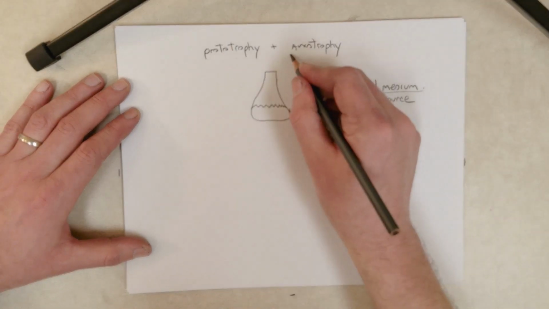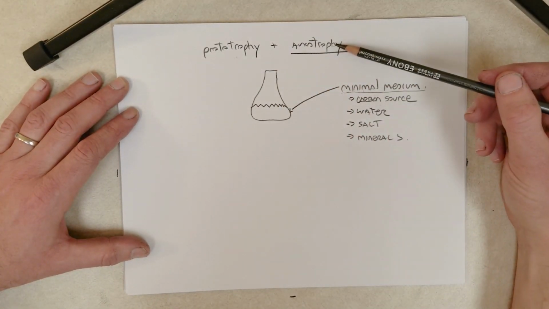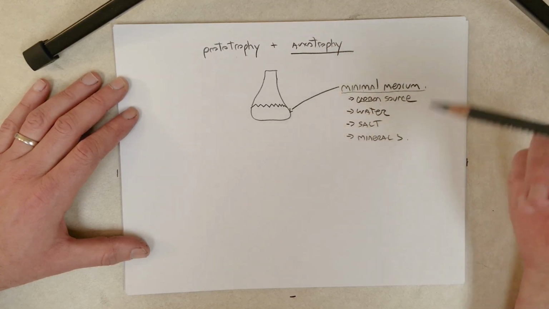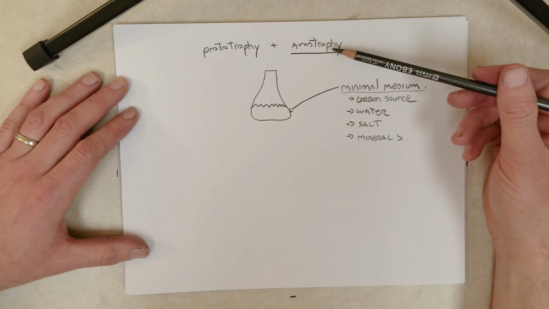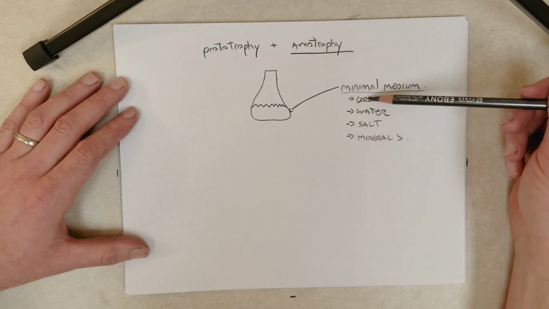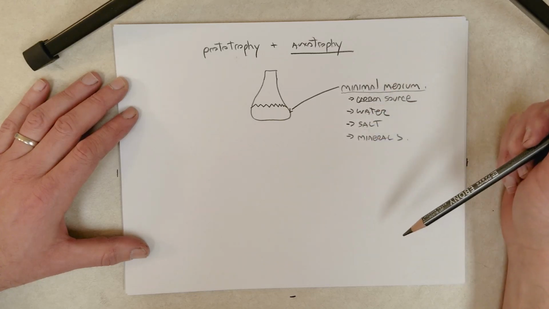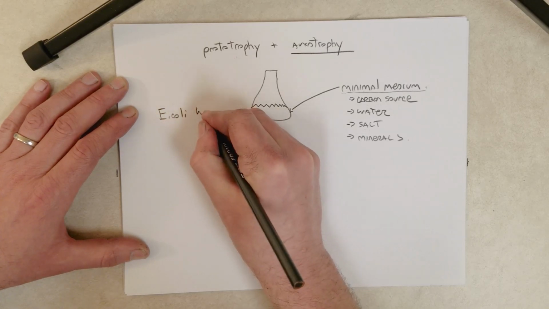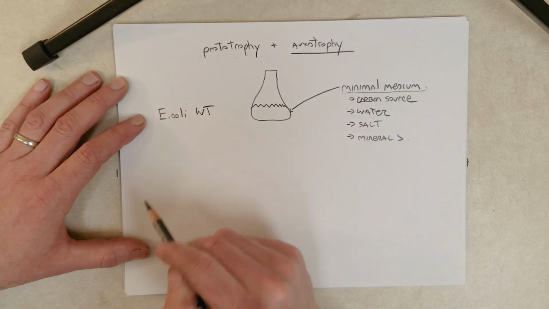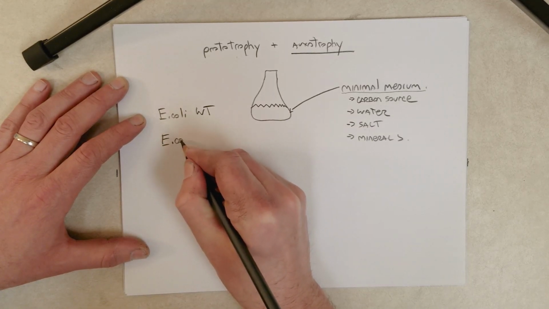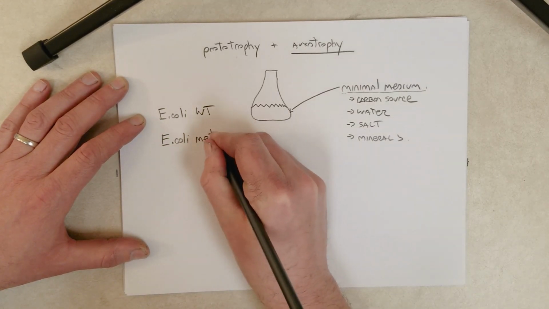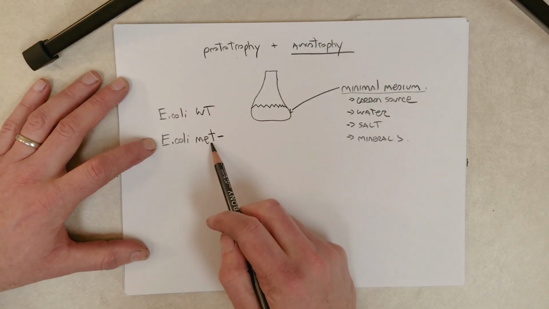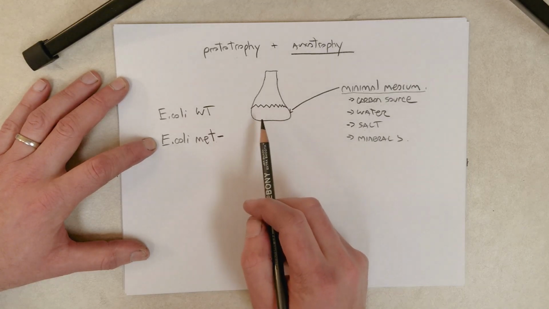Now, an auxotroph is anything that's not a prototroph. So an auxotroph needs one or more biochemical compounds from its environment in addition to what you would find in a normal minimal medium. So for an example, E. coli, wild type E. coli cells, those are prototrophs. So they can grow on minimal medium. An E. coli, let's say met minus mutant, would require us to add the amino acid methionine to the minimal medium.